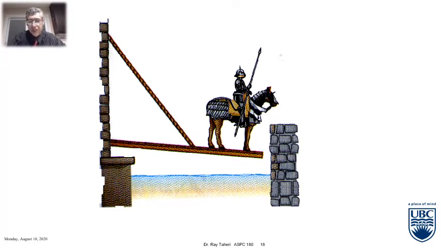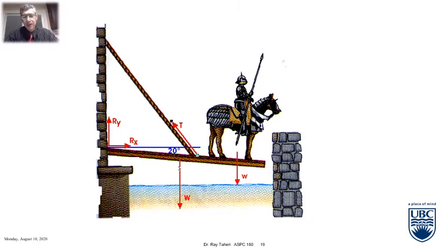So a knight is standing on a bridge. Let's do the free body diagram here. For the whole setup, you have the weight of the bridge going here, and the weight of the knight and horse going here. At this point you obviously have a rope, and at this point there is a kind of hinge, and you have two forces, X direction and Y direction. In total, 1, 2, 3, 4, 5 forces you have.